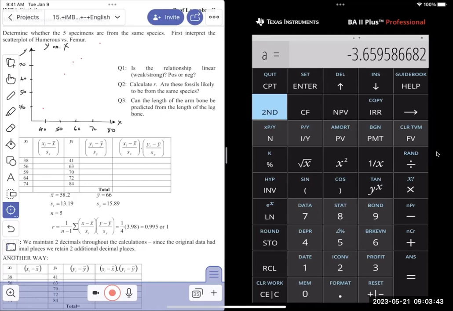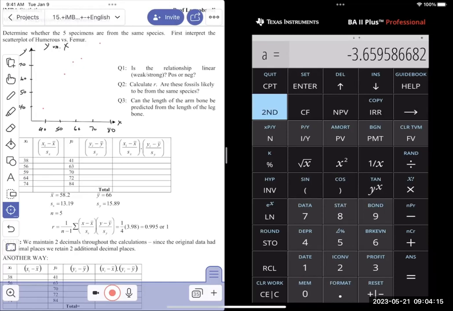So let's talk about this first. Okay, any questions about what I did? Does anybody need to see that again? Is everybody okay so far? Okay, so do you know where A is on my chart?